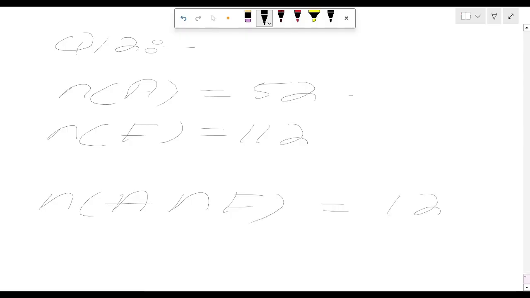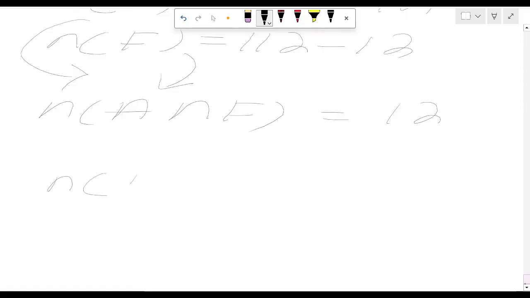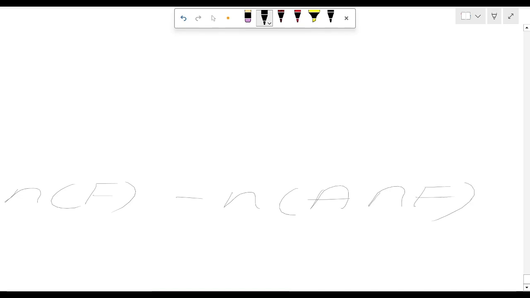Now what do I need to do? If their intersection is 12, when I'll be creating the Venn diagram, showing this data by a Venn diagram, I'll subtract these values by 12 because they are used here. So before that, what will I do? I'll now take the union. So I need to find the n of A union F, that is equal to the number of A added with the number of F subtracted from the number of A intersection F.